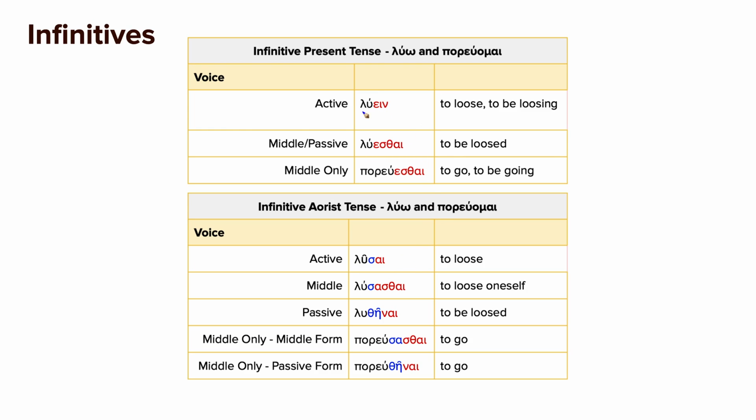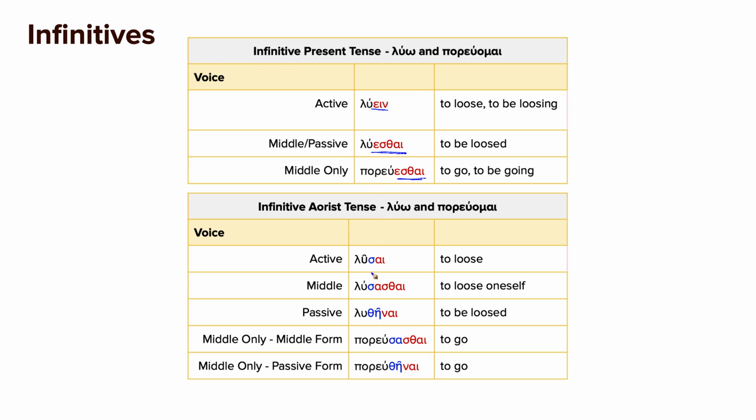All right, so luein is our active infinitive present. So we have the epsilon iota nu. And then in the middle passive, to be loosed, like I want to be loosed, would be luesthai. So we have -esthai. And then for something like poreuomai or erchomai or theaomai, you would have -esthai also, right? So those two forms are the same. You just basically have one meaning middle passive, and then this one is for middle only verbs. Poreuesthai, to go. I want to go, you would say poreuesthai boulomai, I want to go.